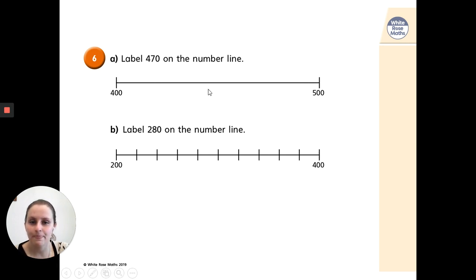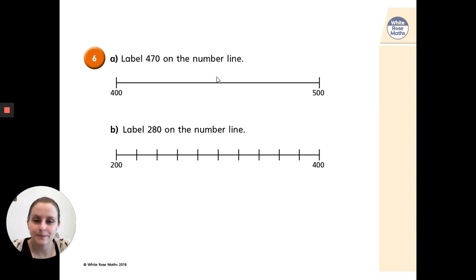So if it were me, I would think, right, what is halfway between 400 and 500? And I'd make a little mark there and write down that number so I knew what that one was. Then I'd think, right, whereabouts was 470 compared to the middle of my number line? So once you've worked out the middle of it, you can then figure out where 470 roughly will go.